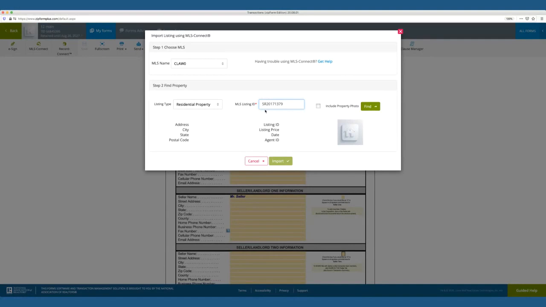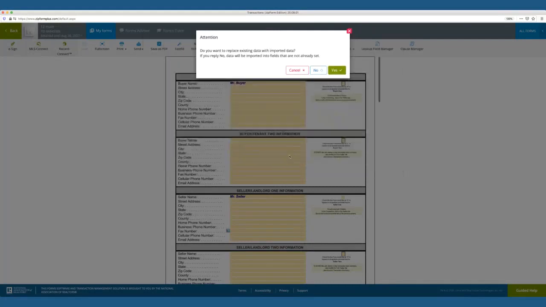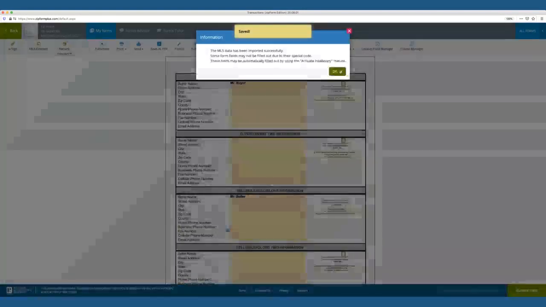So then in MLS Connect, if you're a member of SRAR and you're part of CRISNet, for some reason it defaults to CLAW. You'll have to change that to CRMLS. Then put in the MLS number and hit find. And it's inputted all the information on that listing. So go ahead and import it. It always says it's going to replace the information that's already in there. But if you've already put the buyer and the seller's name, it's not a problem. They don't disappear. So go ahead.